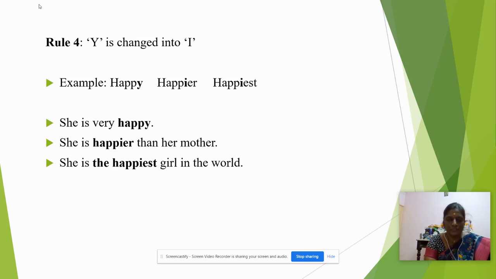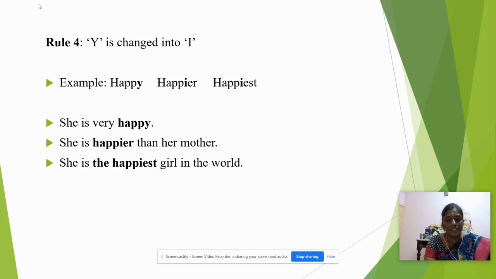Whenever we get a superlative degree, before that we have to add the definite article, the. We have to use the. So here, see the last one: She is the happiest girl in the world. Happiest is superlative, so before that we add the. So rule 4 is: Y is changed into I.